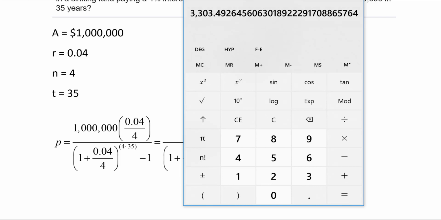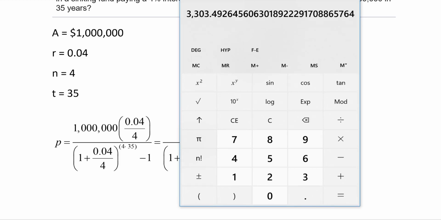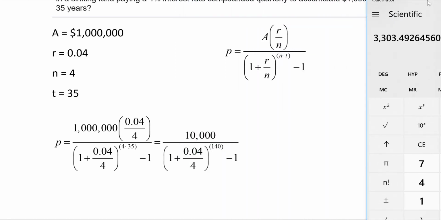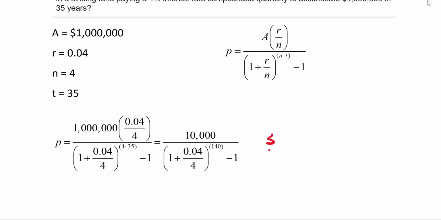And so the amount that she needs to put in each quarter is $3,303. Now it rounds to 49, but we want to round up because we want to make sure at the end of the 35 years she indeed has that amount. So for this type of problem, you're always going to round up. So the amount that would need to be invested each quarter is $3,303.50.